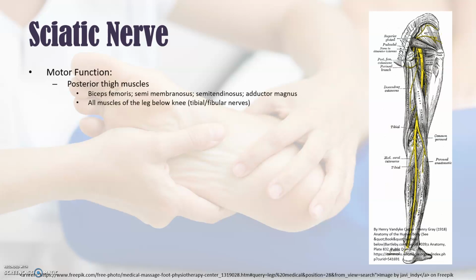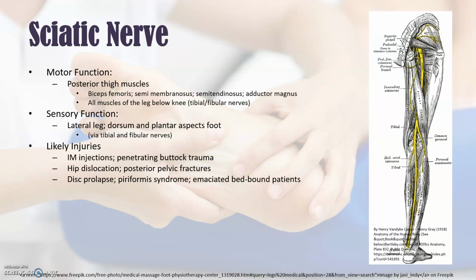The motor function of the nerve includes the posterior thigh muscles, the biceps, so the flexors of the knee and extensors of the hip. So the biceps femoris, semimembranosus, semitendinosus, and adductor magnus. And as we said before, all the muscles below the knee. And it supplies the foot and lateral leg through its tibial and fibular branches, which we'll discuss later.